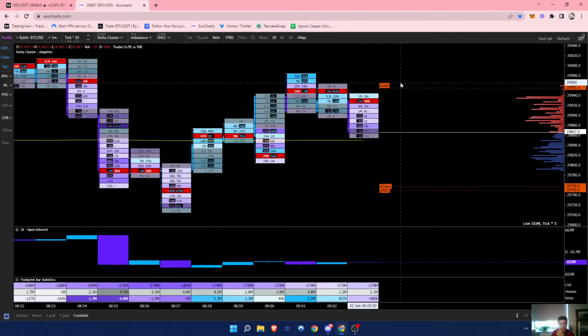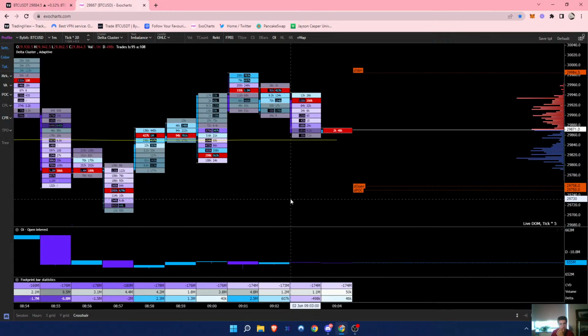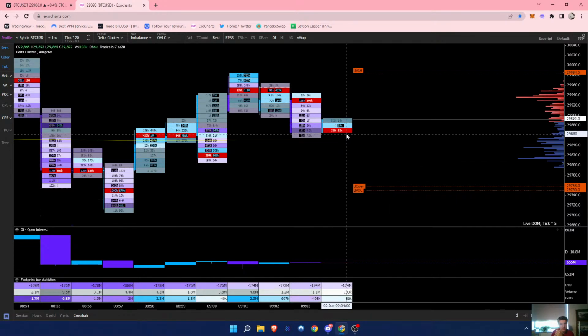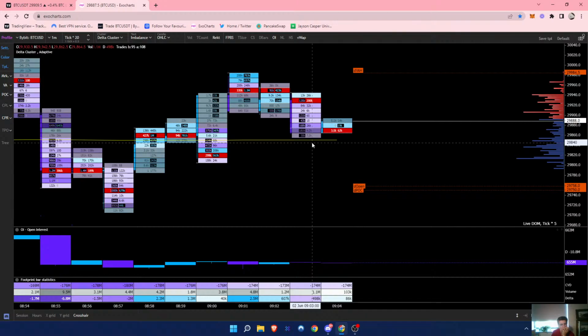Alright, so we're rejecting off the daily value area high at the moment. Bouncing off the VWAP. Alright, so retesting this as support possibly.